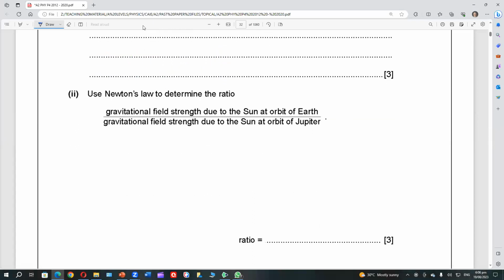Use Newton's law to determine the ratio of gravitational field strength due to the sun at the orbit of Jupiter to that at the orbit of Earth. So we have a ratio, Earth to Jupiter.